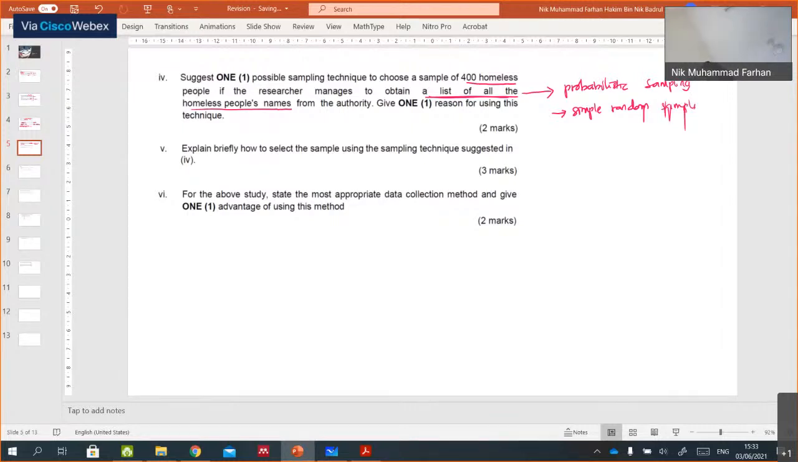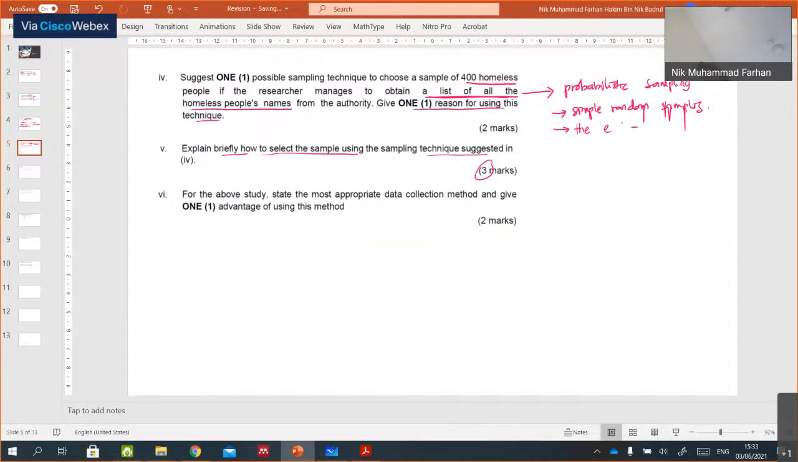Simple random sampling. Right. Macam mana nak buat simple random ini? Okay, briefly how to select the sample using the sampling technique. You have 3 marks. You have to give 3 points here, right? So give one reason for using this technique. Okay, kenapa nak guna itu, right? So because it is the easiest. Okay, maybe the easiest ataupun the convenient one, the easiest method. Alright, the easiest method.